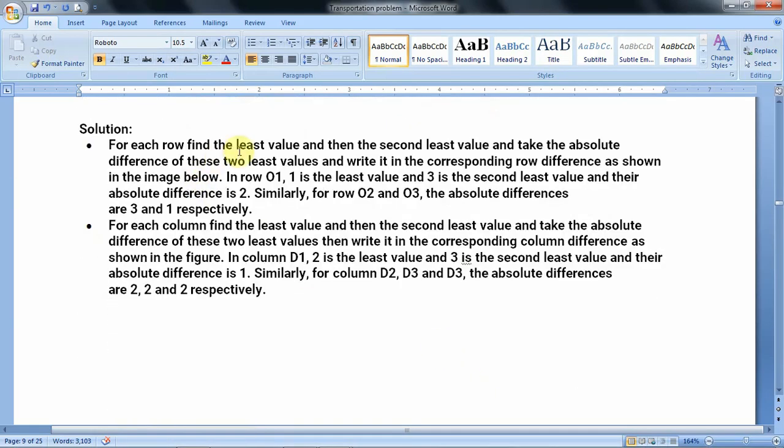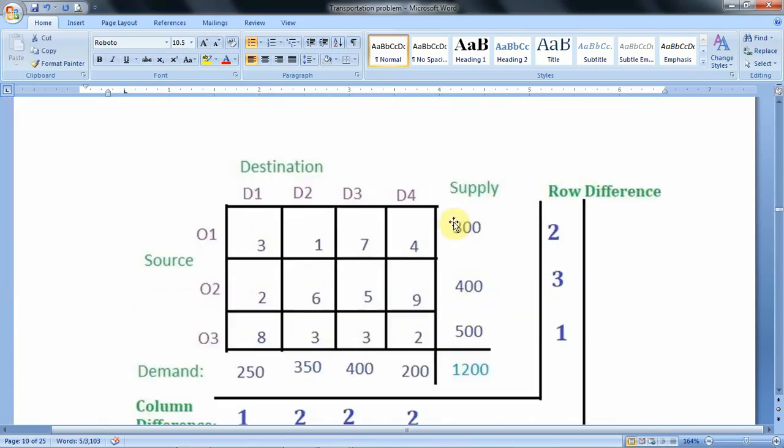For each row, find the least value and then the second least value and take the absolute difference, that is the penalty of these two values, and write the corresponding row difference as shown in the image below. In the row O1, 1 is the least value and the next least value is 3. So the difference is 2. That is the first row penalty value, 2.